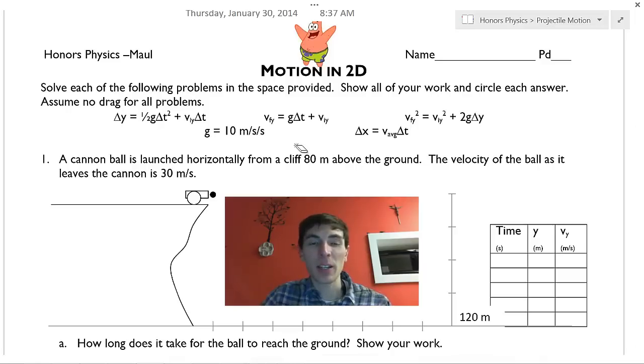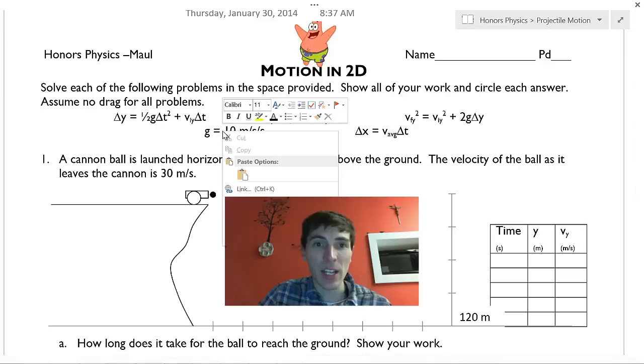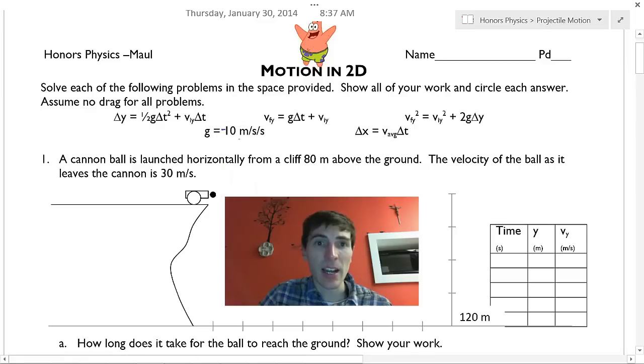I'm going to check out this first problem and show you how we're going to deal with a projectile that's launched horizontally, not at an angle, off of a cliff. The first thing I'm going to do is change g to -10 because I like down to be negative, and that's something I want to get in the habit of doing so that we're all talking the same language.